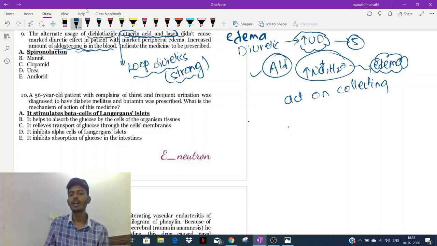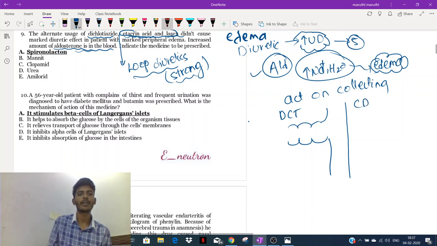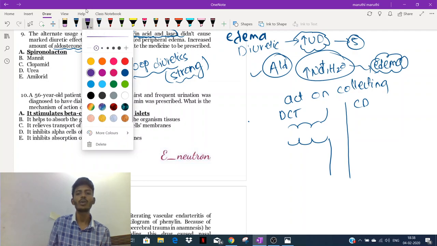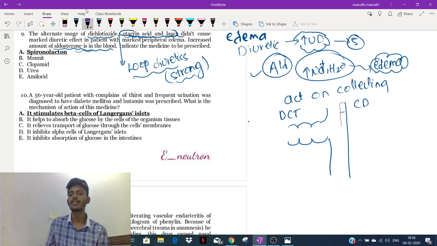Now when I'm talking about a collecting duct of the nephron, let's make a simplified diagram of a collecting duct. So this is the distal convoluted tubule and this is the collecting duct of the nephron. Okay. In the collecting duct of the nephron, we have some special cells. We have two types of cell. We have alignment of the cells sitting like this. In this, we have something called principal cells.